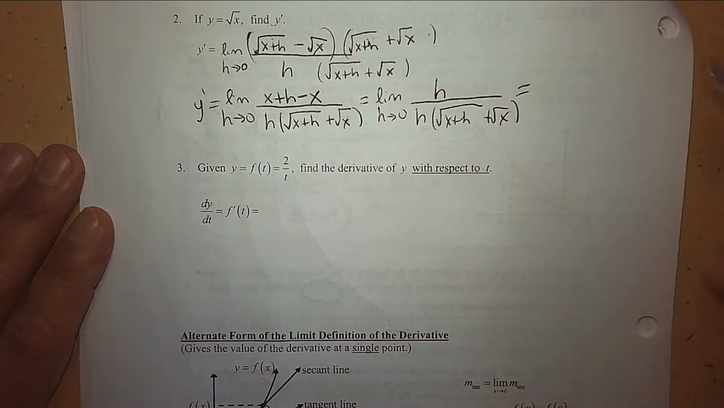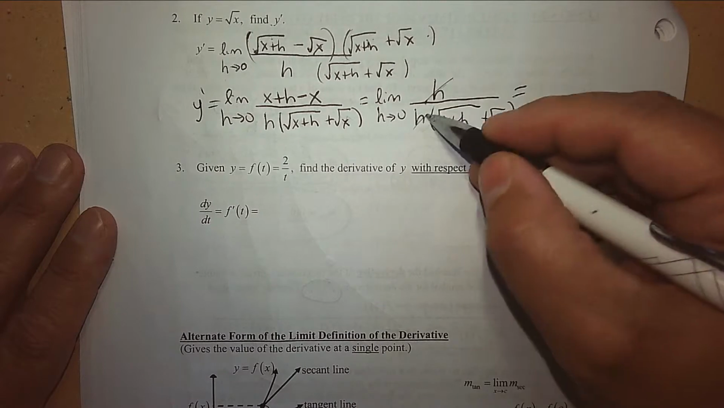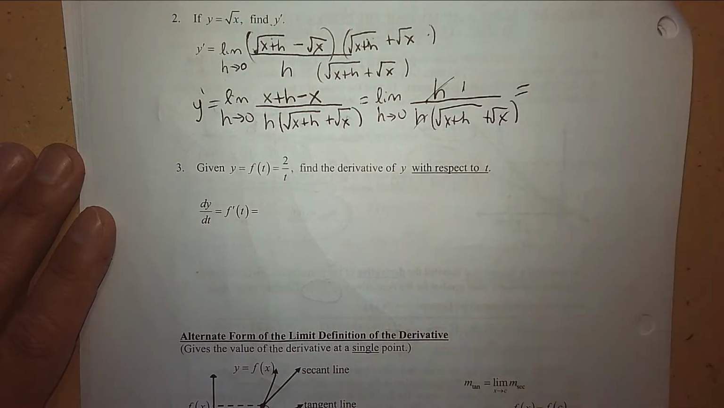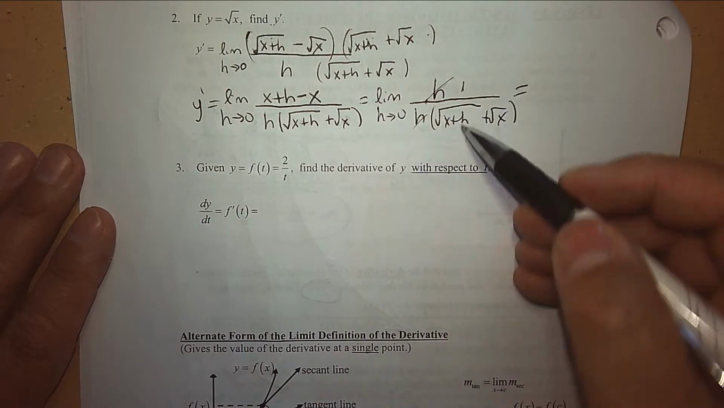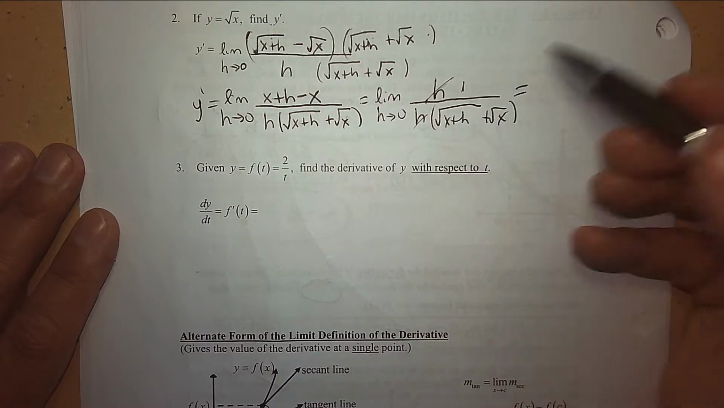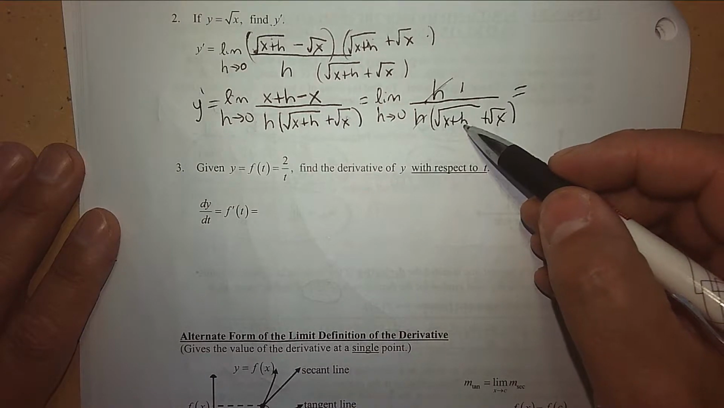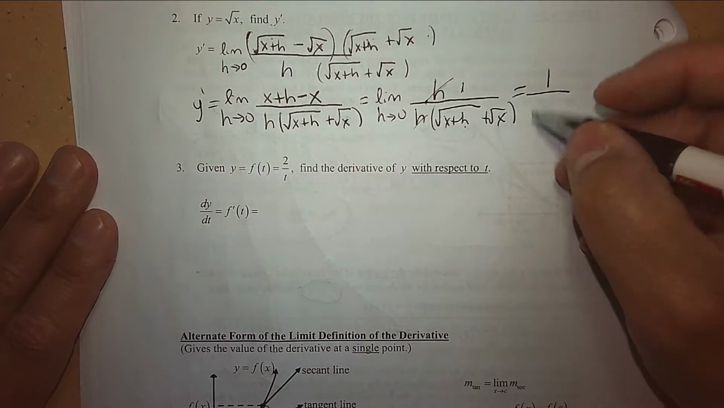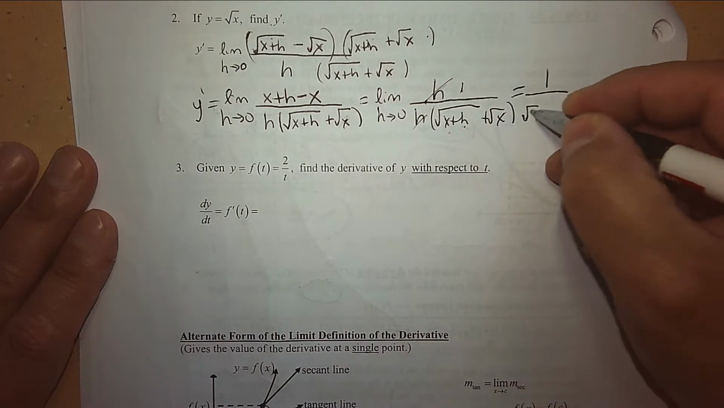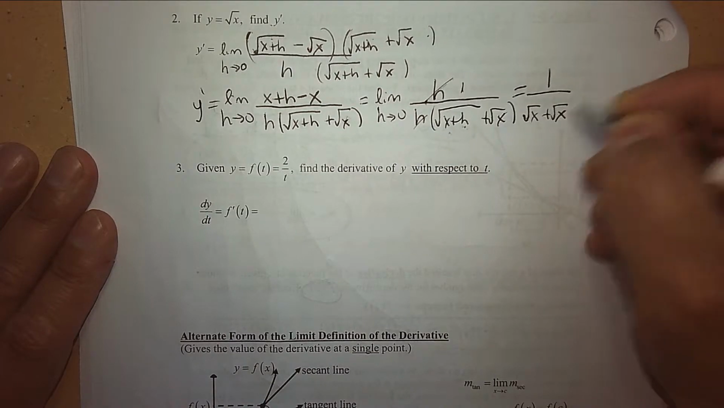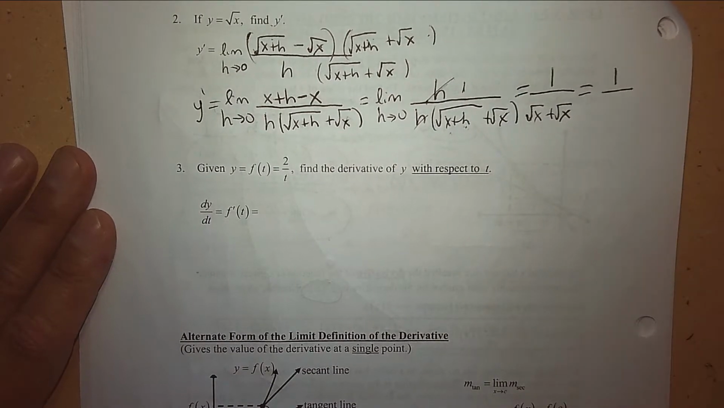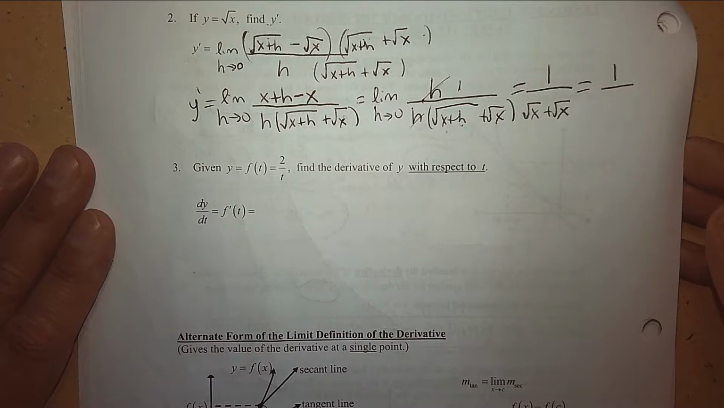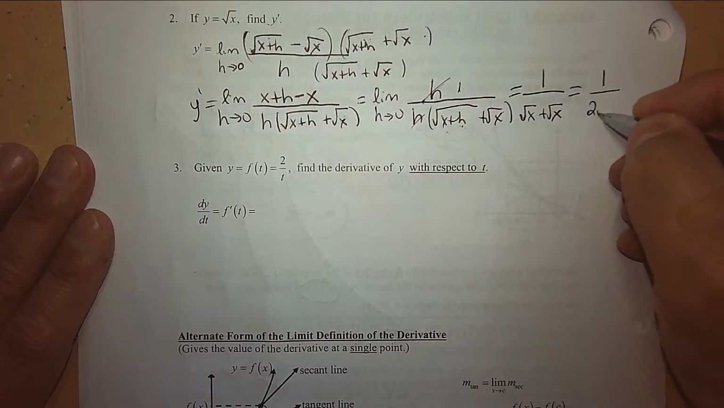Now, do you see the h's divide out? What number don't you see that's left in the numerator? And now, can you plug in 0 for h? So when you plug in 0 for h, what are you left with? X plus 0 is just x, right? Do you know another way to write root x plus root x? 2 root x. Awesome.